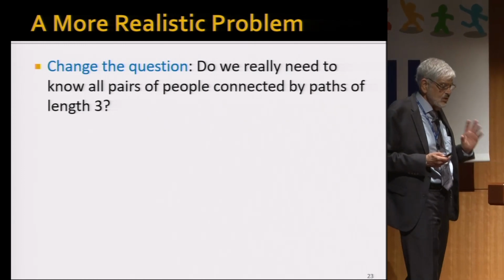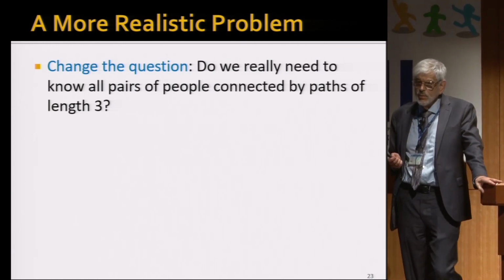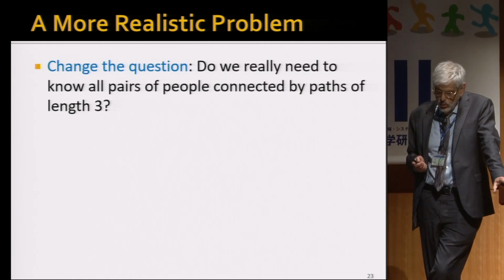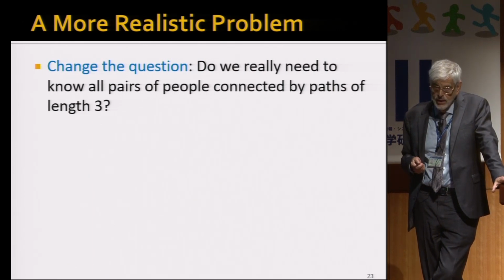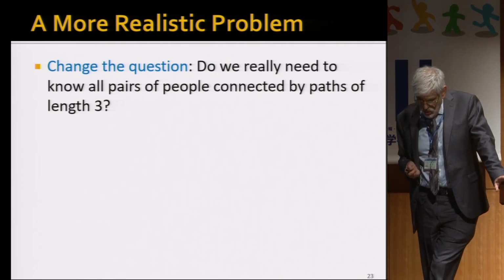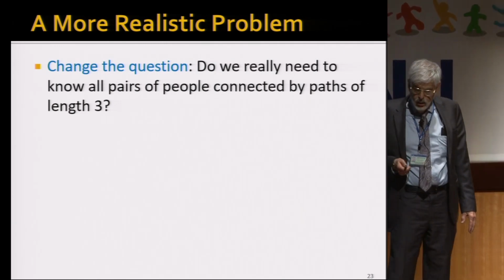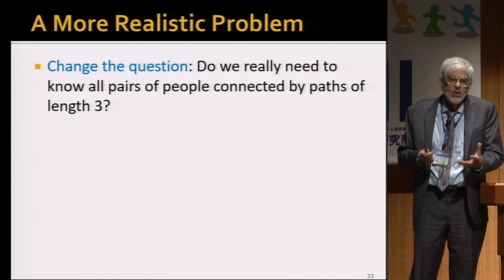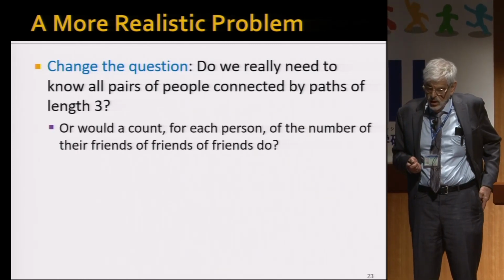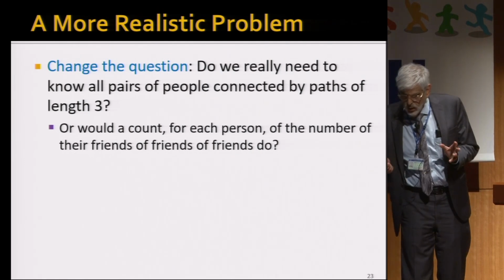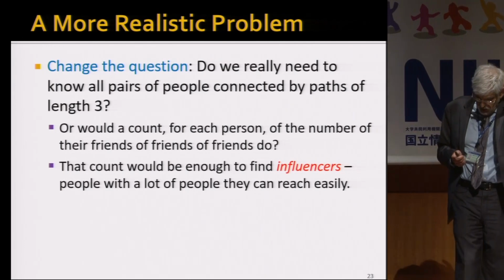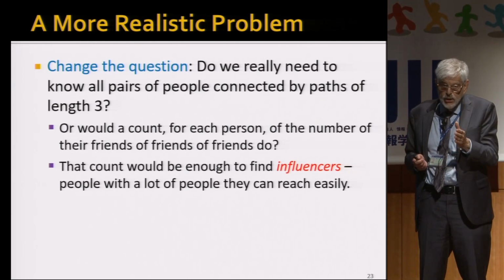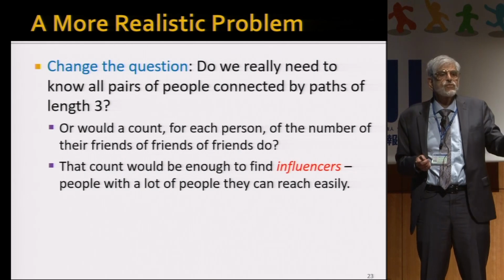So when you're faced with something you don't really want to do, you pretend that you really wanted something else. Do I really need to know all of these paths of length 3? I claim that there's a good motivation for just asking, for each person, I want to know how many friends of friends of friends they have.